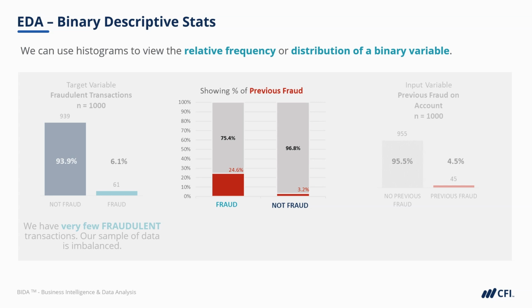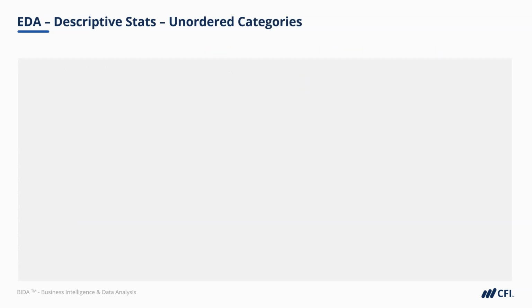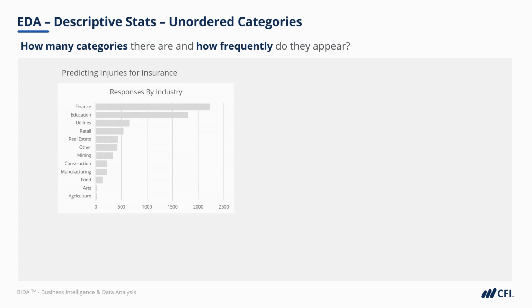So we're already starting to build up a picture of what variables might be useful, just with a couple of basic histograms. The first question we ask when dealing with unordered categories is how many unique values are present and what proportion of the observations belong in each. With this information, we can start to build a picture of how useful a feature might be, or maybe whether it's irrelevant. This data is from a dataset looking at predicting injuries at work.